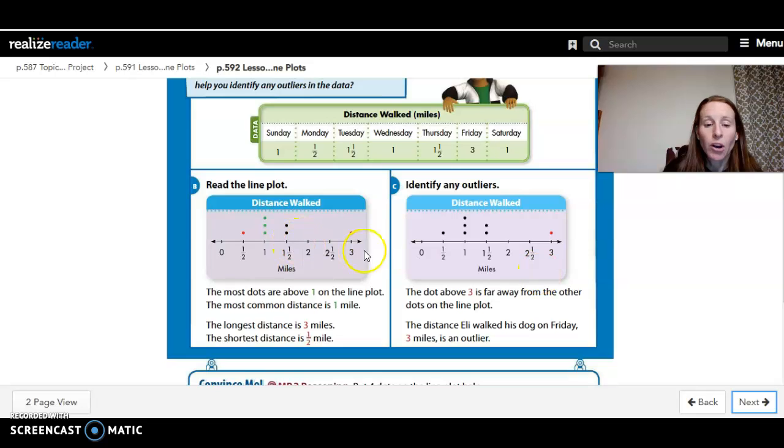So again, we are able to see the longest miles walked, the shortest miles walked. What was going on that day, Monday? Maybe he woke up late. Maybe he walks the dog before school and woke up late that day. And then most common, okay?